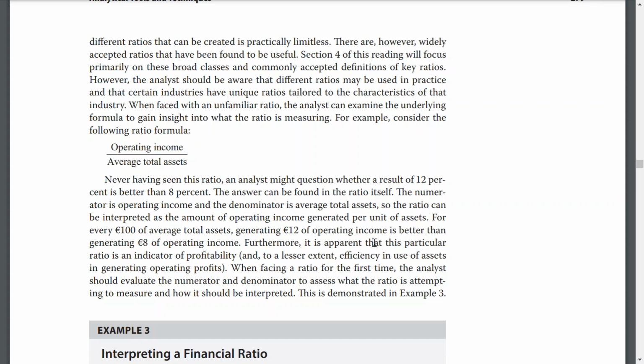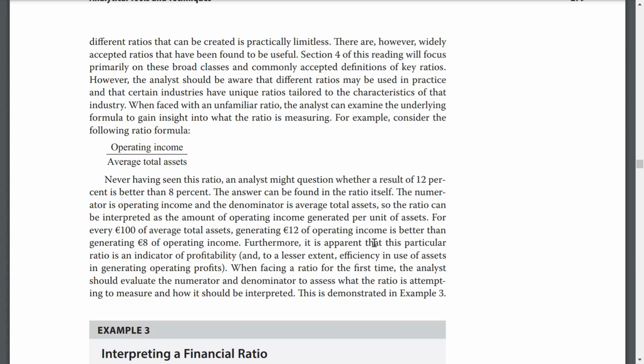However, the analyst should be aware that different ratios may be used in practice, and that certain industries have unique ratios tailored to the characteristics of the industry. When faced with an unfamiliar ratio, the analyst can examine the underlying formula to gain insight into what the ratio is measuring.